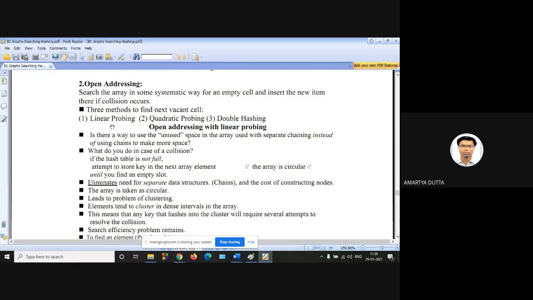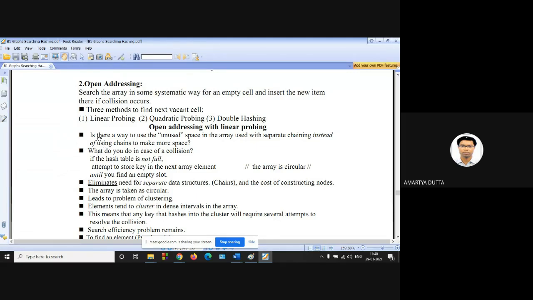Let t be the index where the collision occurs. Suppose an element is already there and another element tries to enter that location. The array index is t, so a collision occurs. The next probe will be t plus 1. If t plus 1 is already filled with another element, then we move to t plus 2, in a linear fashion.